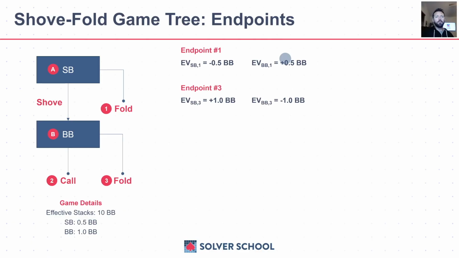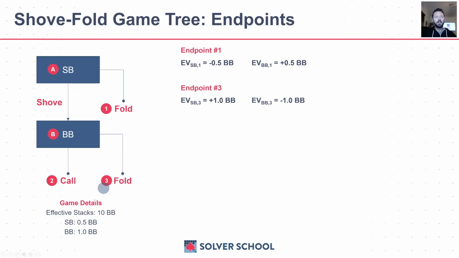Point 3 is also a simple endpoint. In this case here, the small blind shoves for the entire stack, and the big blind then folds, forfeiting the one blind that the big blind already has in the pot. So similar to the point above, the small blind now wins the one big blind from the big blind, and the big blind loses the one big blind. So we can come to the conclusion that the EV of the small blind at point 3 is one big blind, and the EV of the big blind at point 3 is minus one big blind.